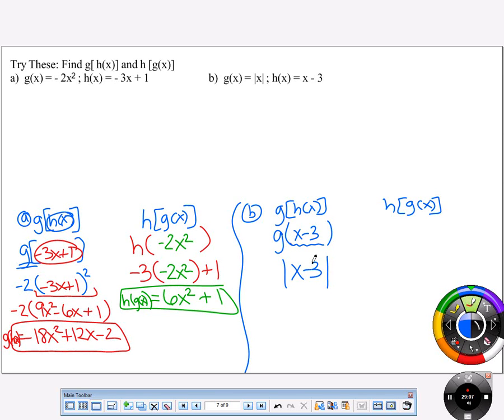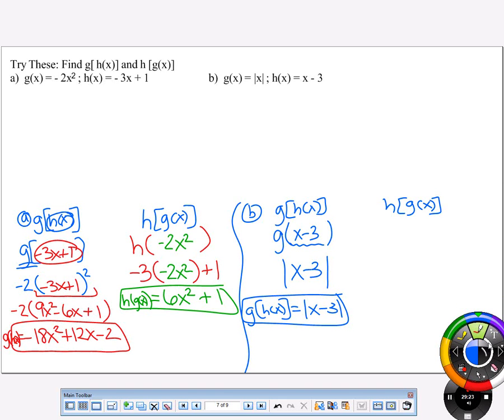Is there any simplification of that expression? No. So this means g of h of x is equal to the absolute value of x minus 3. And that's it. Okay. All right. Good job, new people, stepping up to help us. All right. What about h of g of x for the equations given in part B? Somebody tell me what I would write after that.